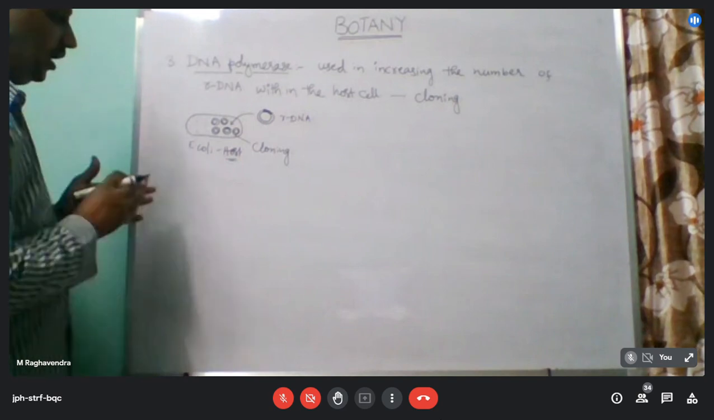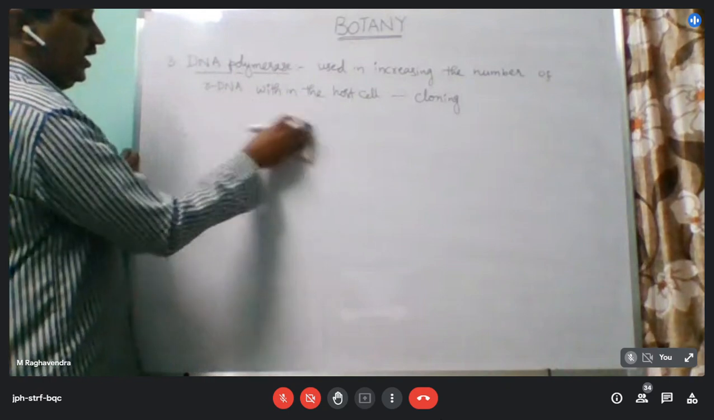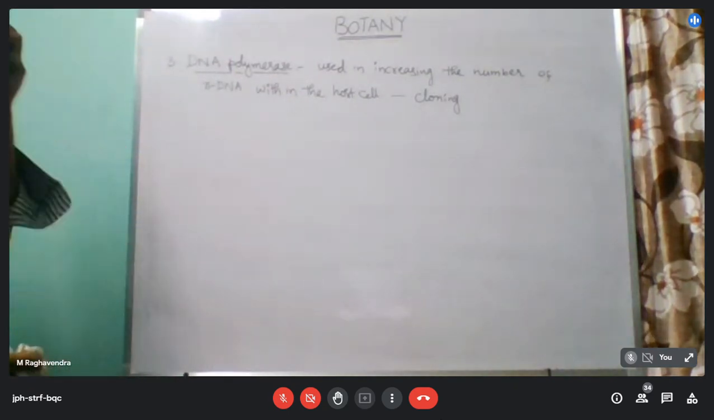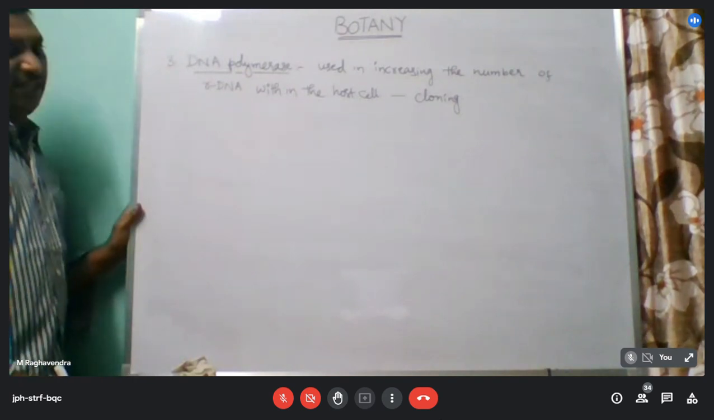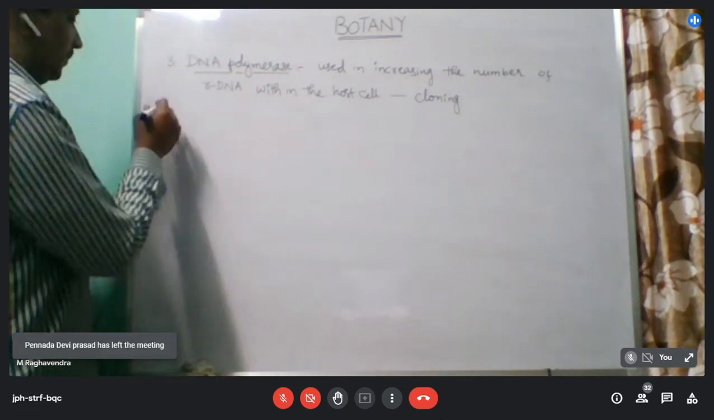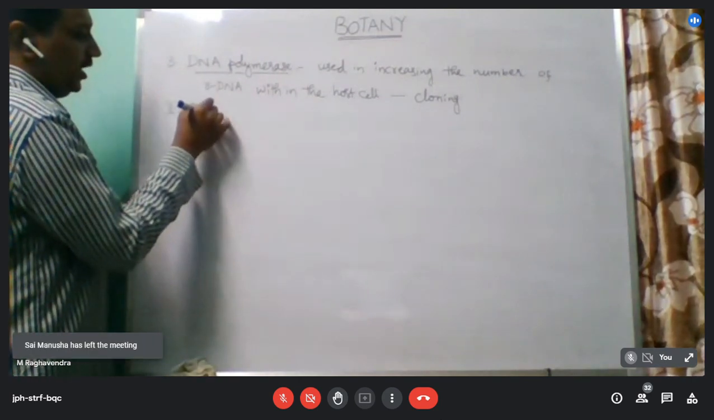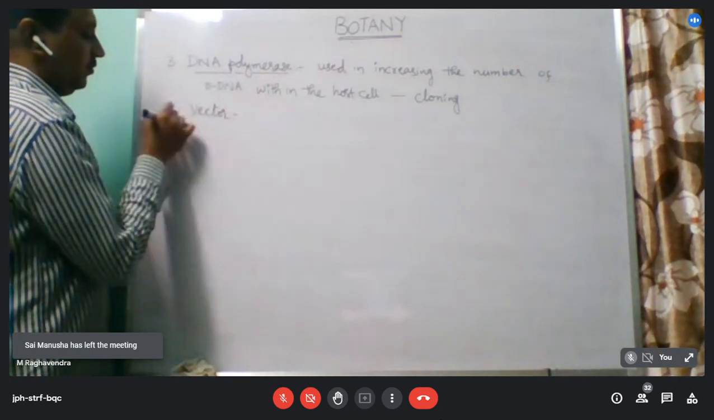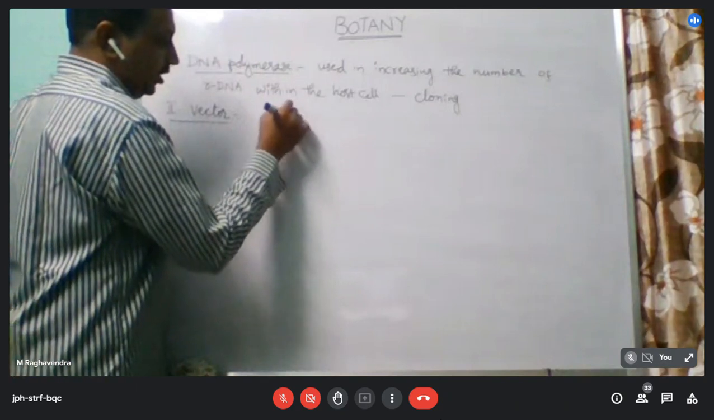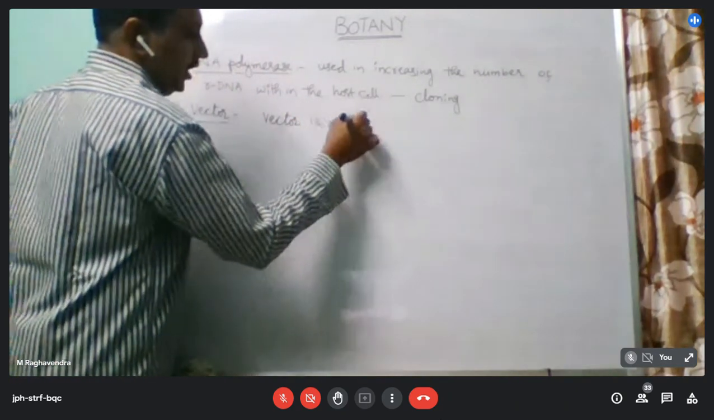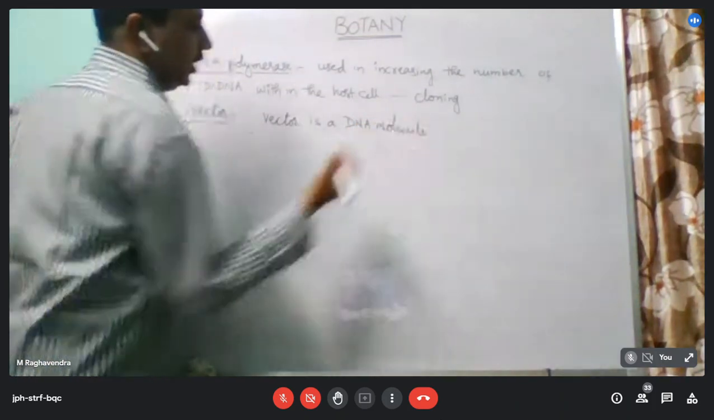Up to here, we completed three different types of enzymes we use widely in recombinant DNA technology: restriction endonucleases, DNA ligases, and DNA polymerase. Right? Then coming to the next part, the second tool we have to use is the vector. Very important. What is the vector? Vector is a DNA molecule. Very important. Vector is nothing but a DNA molecule.